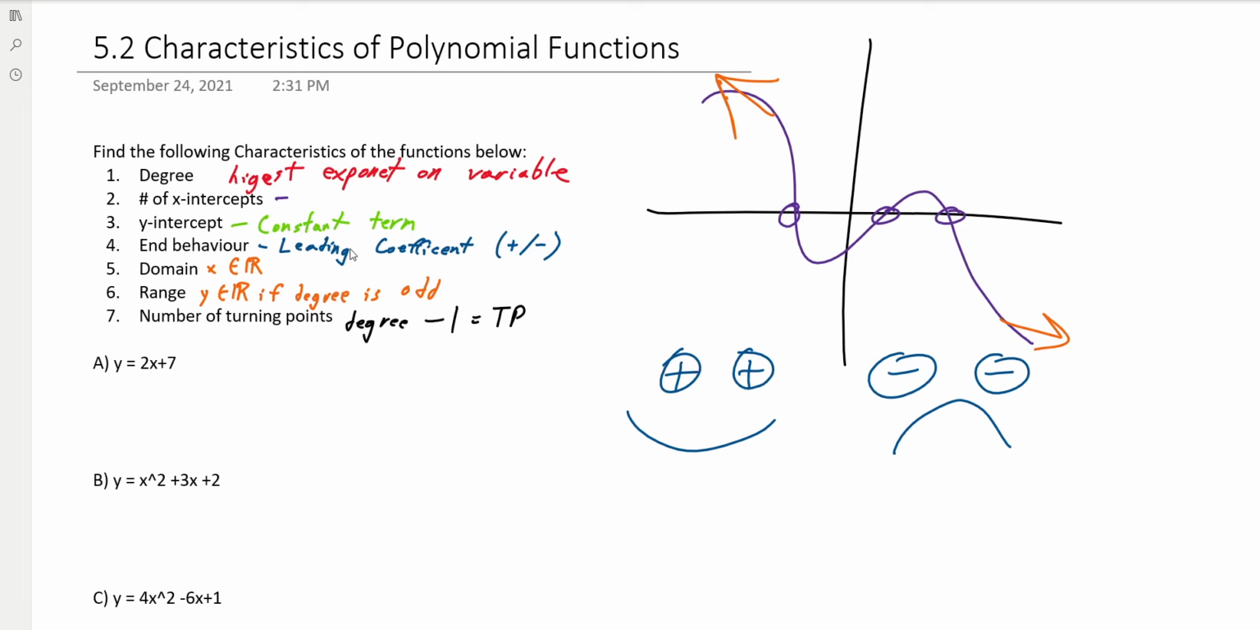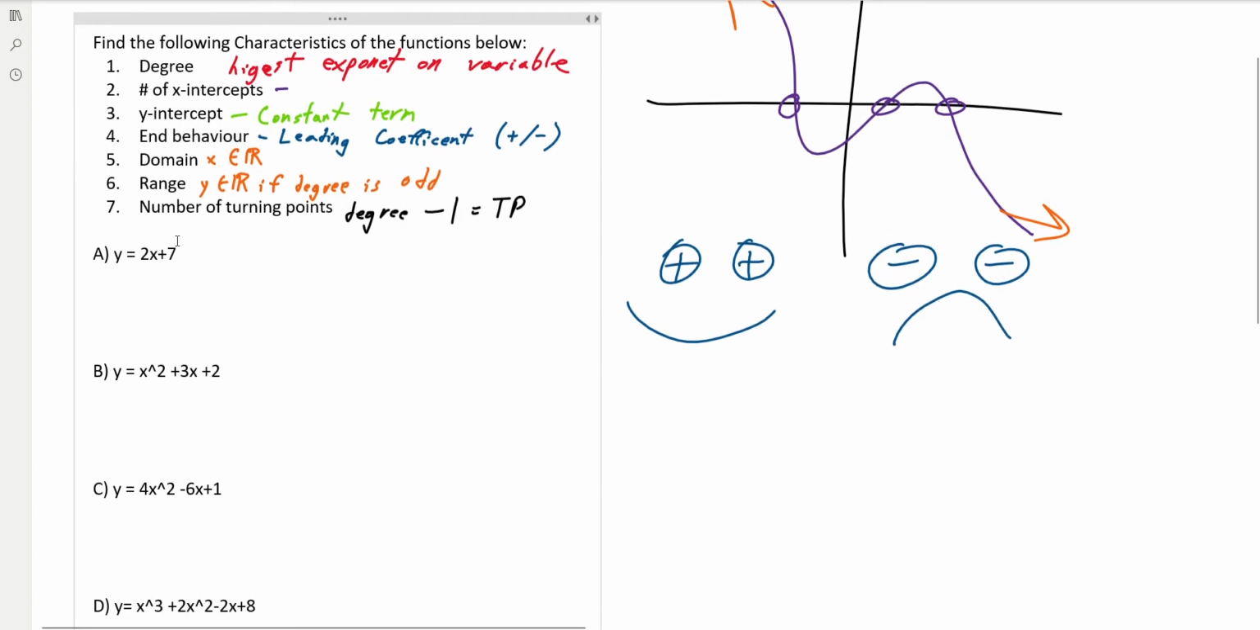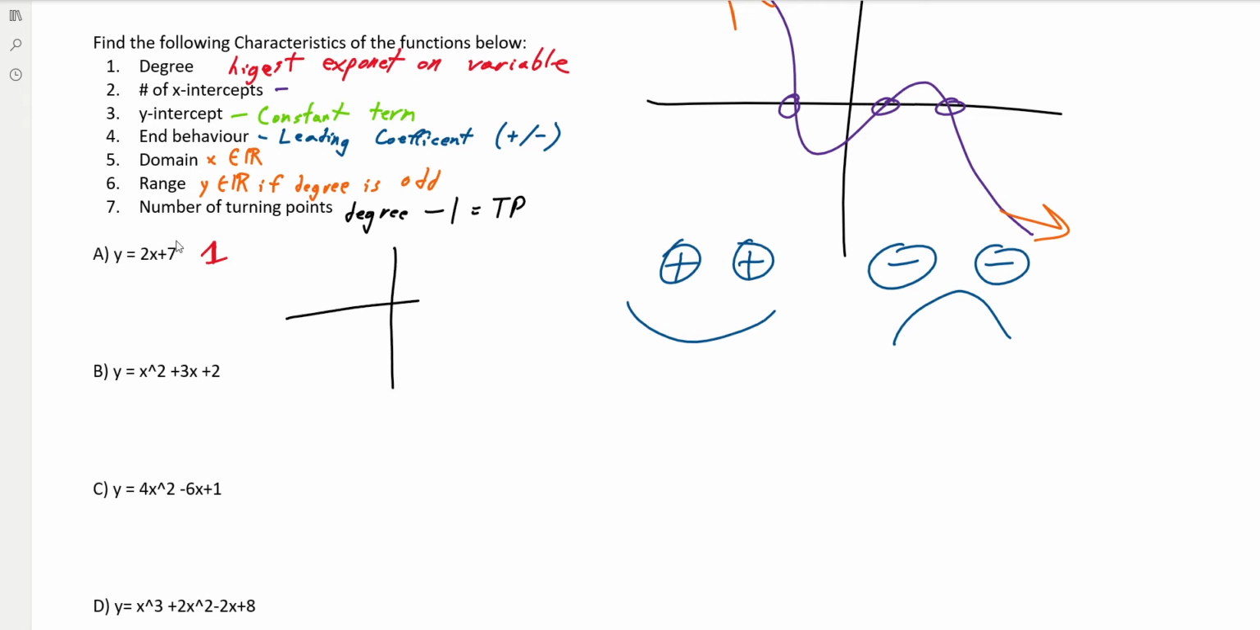The first one is a linear equation, a degree of 1. That's pretty straightforward. So that's the degree of 1. For the number of x-intercepts, since this is linear, the graph is going to look something like this. So how many times is it hitting? Just one time. So just one x-intercept.